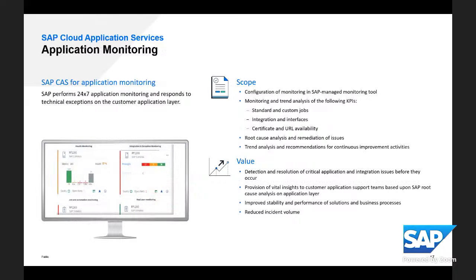So next one is application monitoring. With this package, SAP monitors a given application 24/7. We monitor interfaces and connections like iDocs, RFCs, etc. We also monitor URLs and their availability, certificate validity, custom and standard batch jobs, application logs, and also user monitoring. So this is a 24/7 alert-based monitoring service.